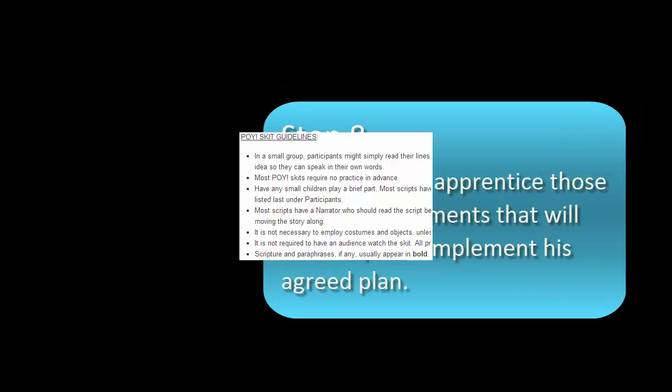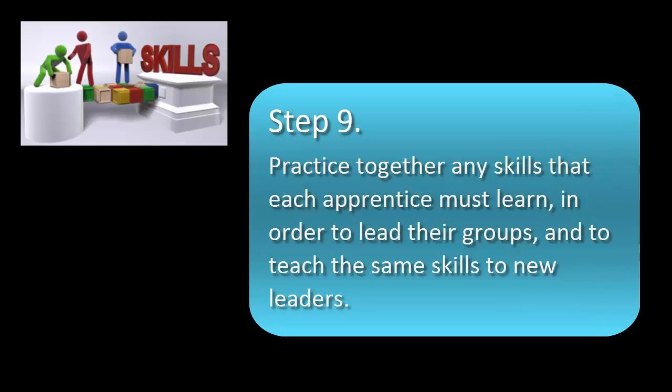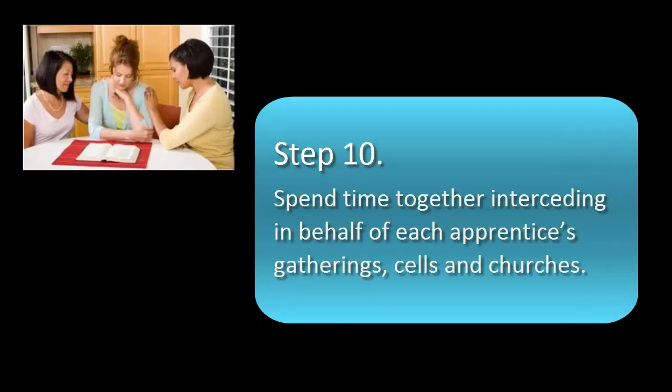Step 8. Assign to each apprentice those resource documents that will best help him implement his agreed plan. Step 9. Practice together any skills that each apprentice must learn in order to lead their groups and to teach the same skills to new leaders. Step 10. Spend time together interceding in behalf of each apprentice's gatherings, cells and churches.